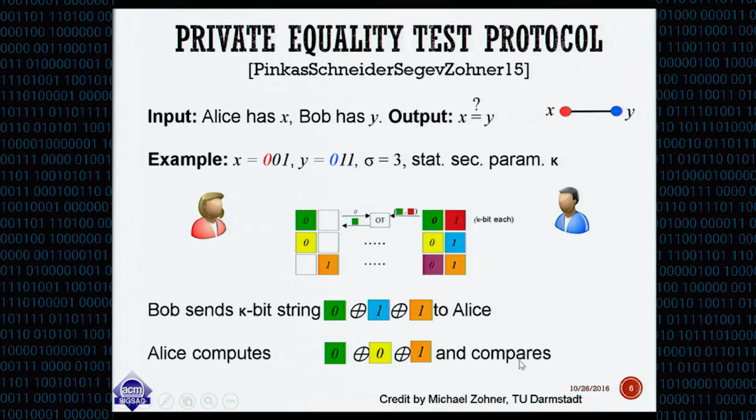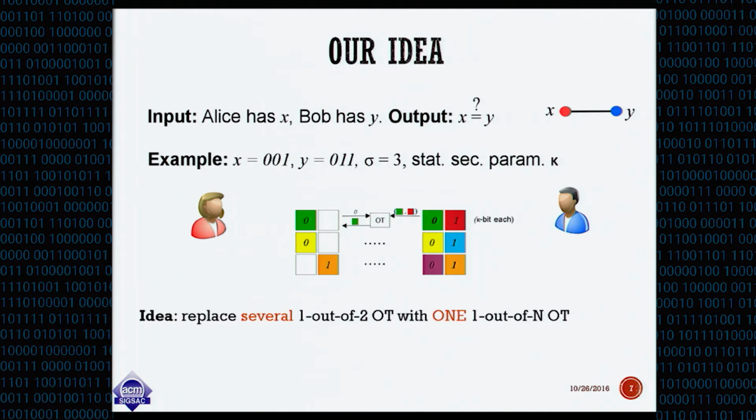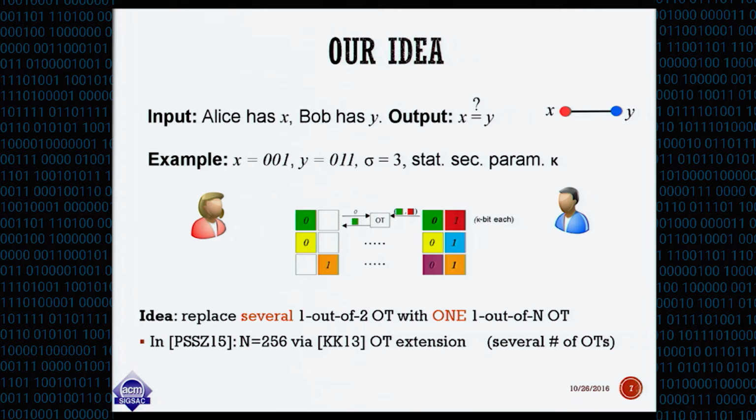So this is the private equality test of the current PSI protocol. If we look at this protocol, they compare X and Y bit by bit. Our idea is to replace several one-out-of-two OTs with one-out-of-n OTs. Actually, the current PSI protocol uses the OT extension just proposed by Kolesnikov and Kumaresan in 2013.